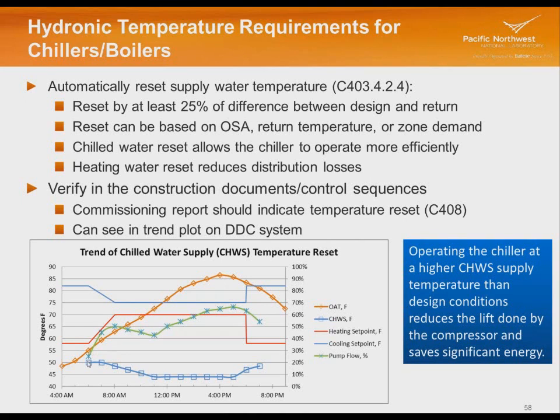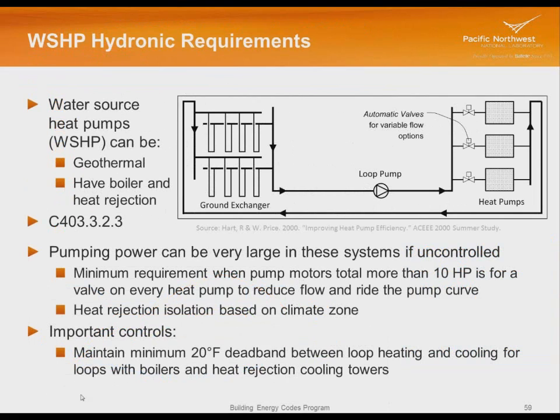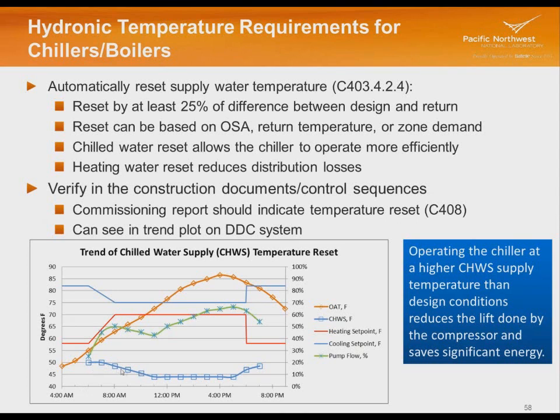Frankly, I might even be able to go up to 55, but 50 is a pretty aggressive reset. So if I was to plot this on a trend plot on the DDC system, the chilled water temperature starts up high, and as the outside air gets warmer, that temperature comes down, and it might come down to our design temperature during the middle of the day when we've got a significant cooling load, or it might never get there. Now that would be resetting on outside air, where I'm just looking at the outside air temperature and resetting the chiller supply temperature based on that.